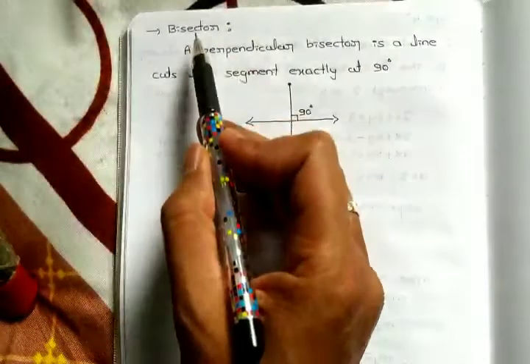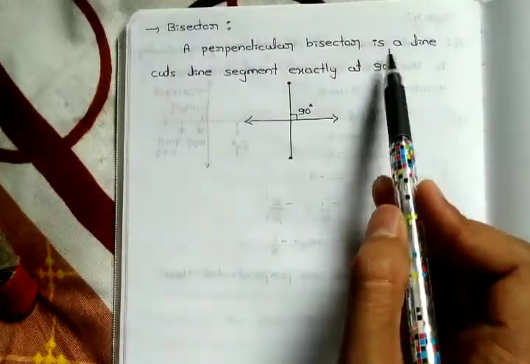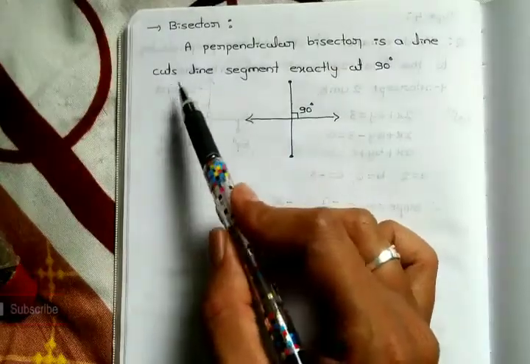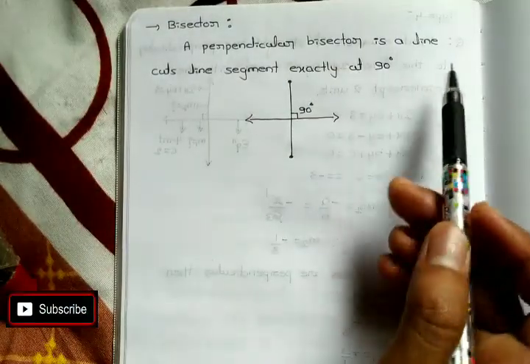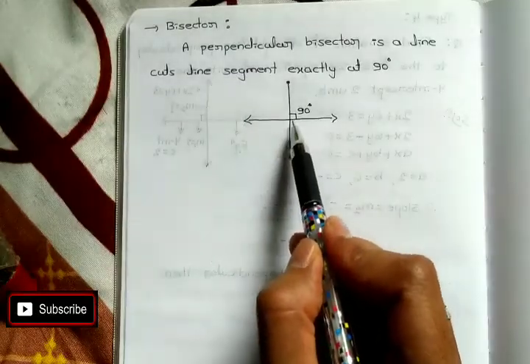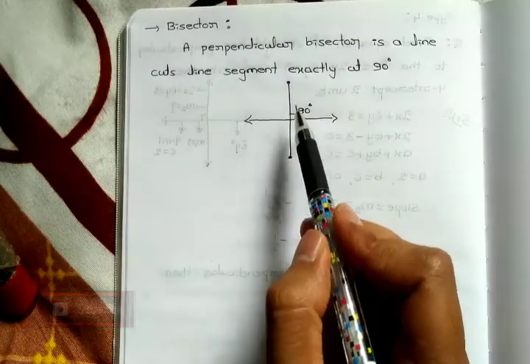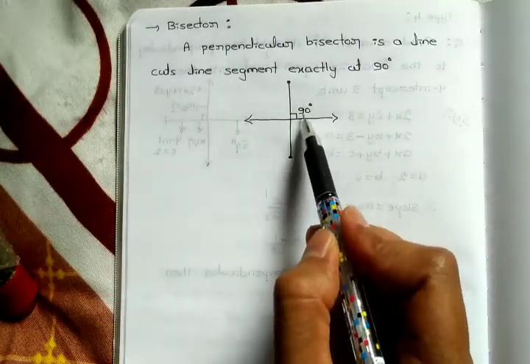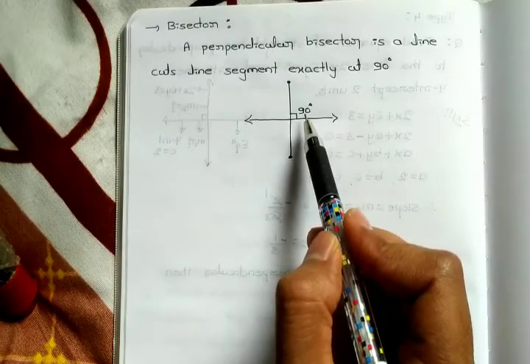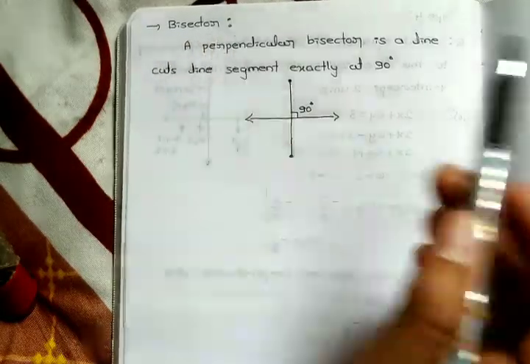Next, the perpendicular bisector. A perpendicular bisector is a line that cuts the line segment exactly at 90 degrees. So here this is the line and this is the line segment. The line cuts the line segment exactly at how many degrees? 90 degrees. Then such a line is called a perpendicular bisector.